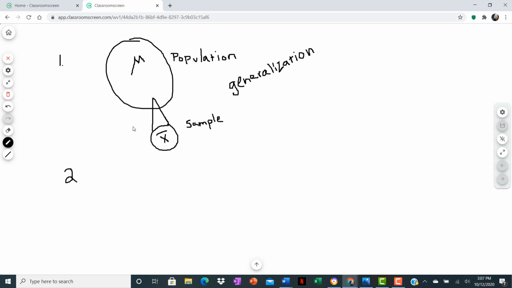When it relates to a population, we call the characteristic, get this, a parameter.